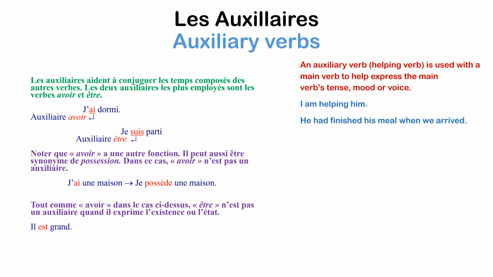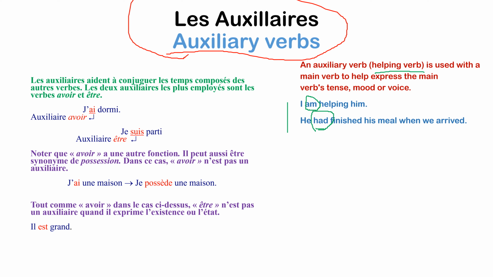Another important element when you're learning French verbs is les auxiliaires, the auxiliary verbs in English. So what is an auxiliary verb? It is also known as a helping verb in English. It is used with the main verb to help express the main verb's tense, mood, or voice. Let's look at two examples here. I am helping him. He had finished his meal when we arrived. So am would be the helping verb or the auxiliary. He had finished. Here it is also the helping verb, the auxiliary.